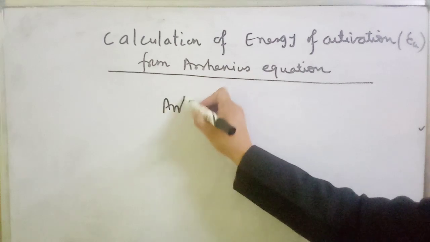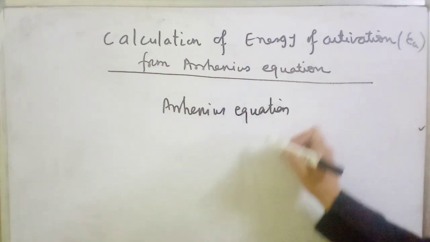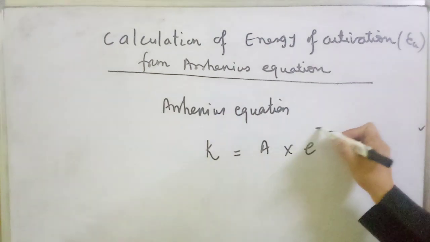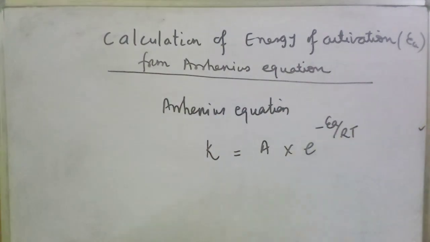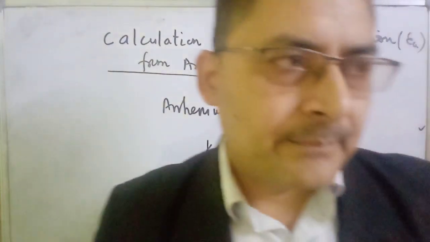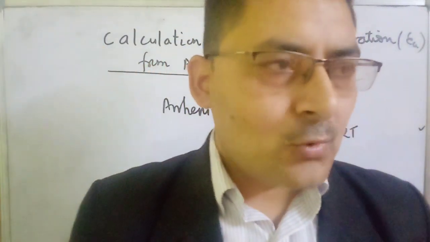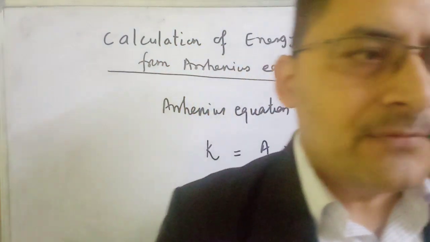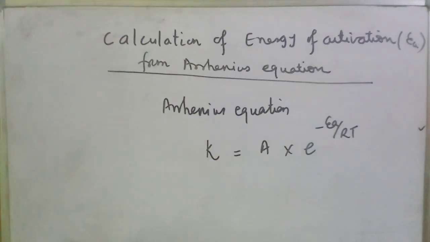Arrhenius's equation can be written as rate constant k equals A multiplied by e power minus Ea upon RT. This is Arrhenius's equation that we have already derived in the previous video. If you have not watched that video, you can go to it and watch the proof of Arrhenius's equation. Now if you have this equation, then you can easily calculate the energy of activation from it.